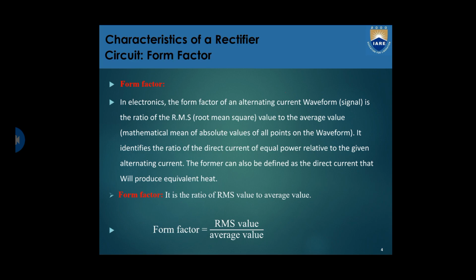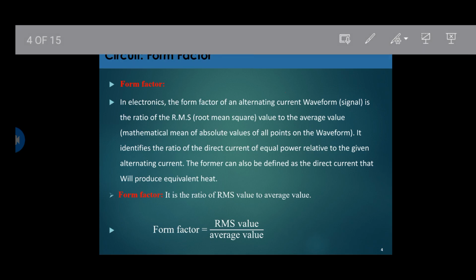Form factor is the ratio of RMS value to the average value. Form factor is equal to RMS value divided by average value, which you can see on my screen.